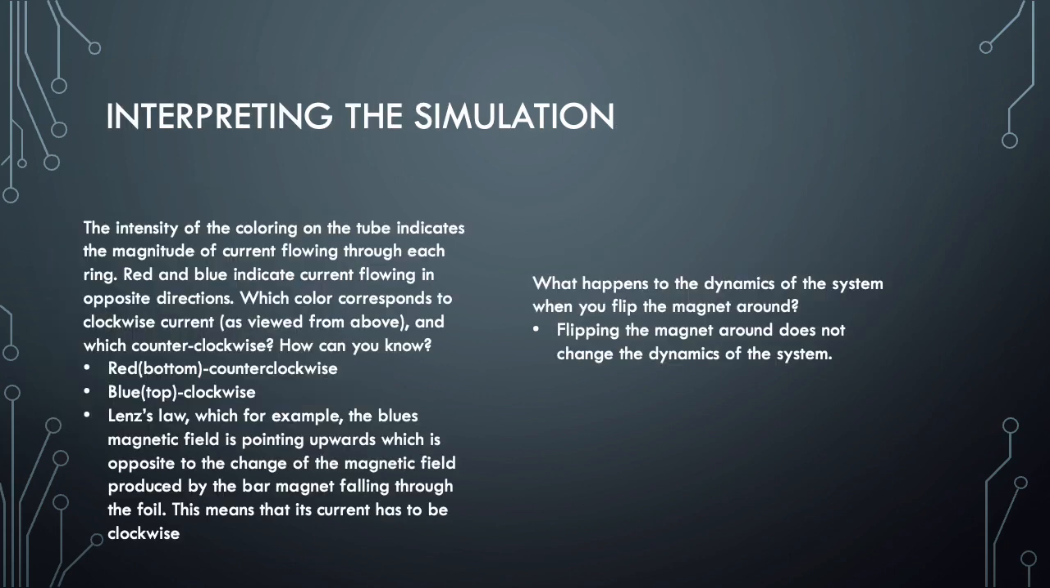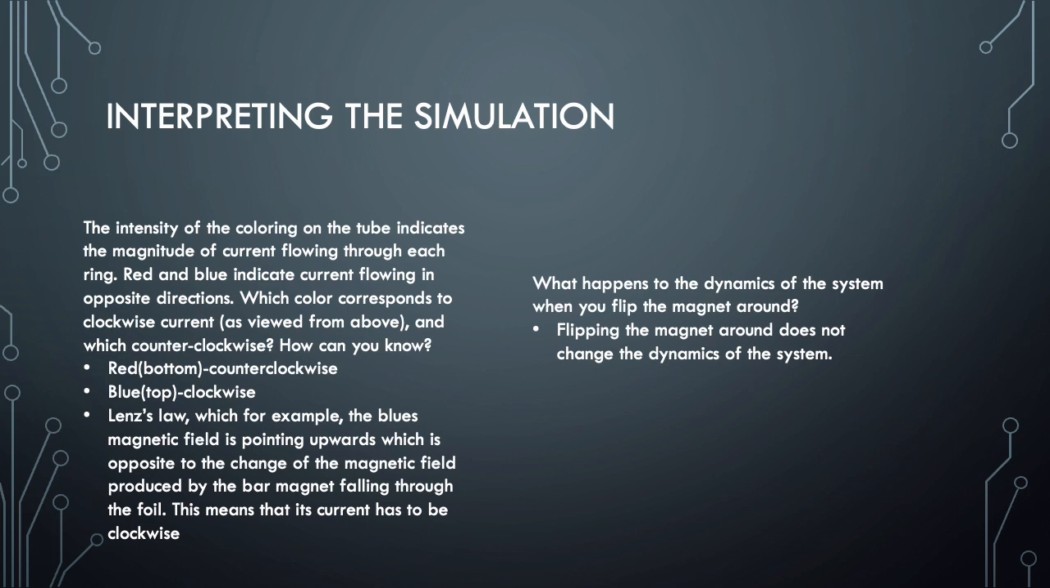As you can see on the left, there is a long-winded question which really is just asking which color corresponds to clockwise current and counterclockwise, and how can you know? Well, the red or the bottom corresponds to counterclockwise, and the blue or the top corresponds to clockwise. And the reason we know this is Lenz's law. For example, with the blue, the magnetic field is pointing upwards, which is opposite to the direction of the magnetic field produced by the bar magnet. This means that its current has to be clockwise.